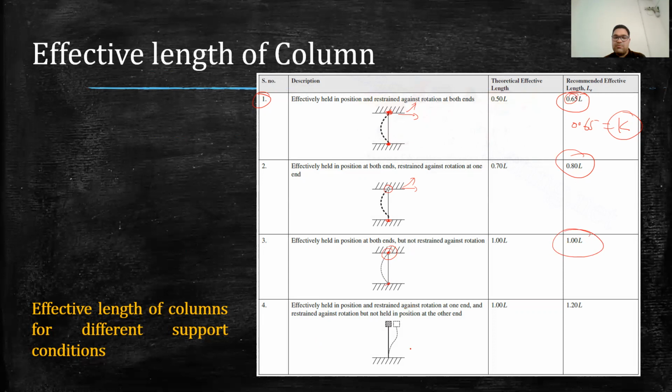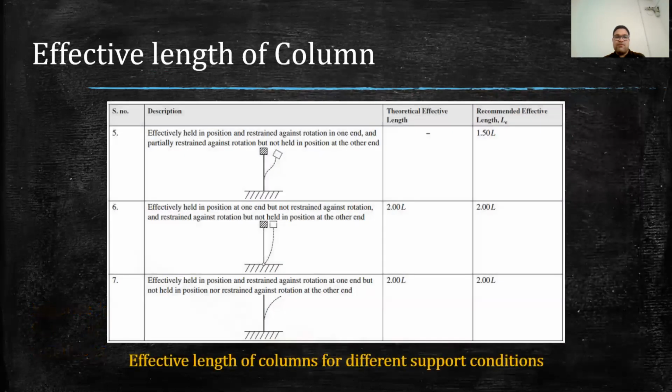Similarly, we may have different cases, say the column is fully fixed at one end and partially fixed at the other end. So in that case, we may have different values of effective length. We may have a cantilevered column like this. So in this, it is fixed at the ground and free at the other end. In that case, effective length can be considered as 2 times L. So all these values are given in the IS code. So you can refer to that.